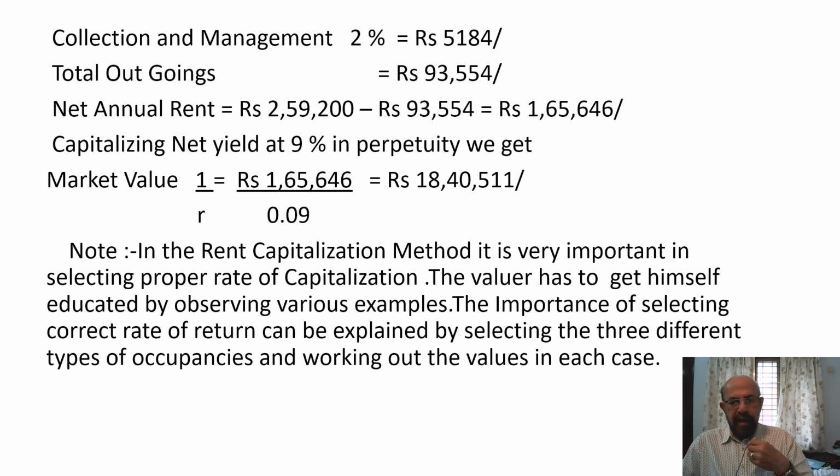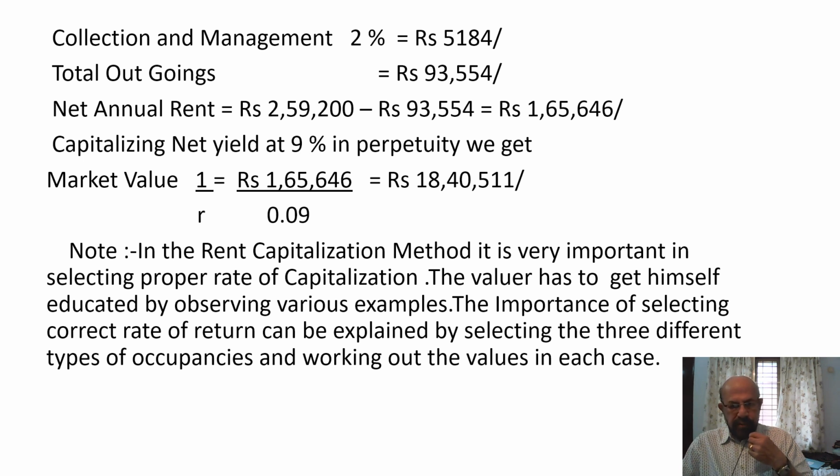Capitalizing net yield at 9% in perpetuity, we get market value is equal to 1 by R is equal to rupees 1,65,640 divided by 0.09 is equal to rupees 18,40,511. Note, in the rent capitalization method, it is very important in selecting the proper rate of capitalization.